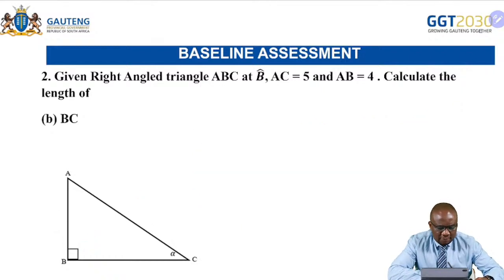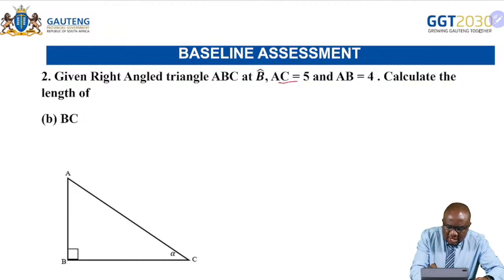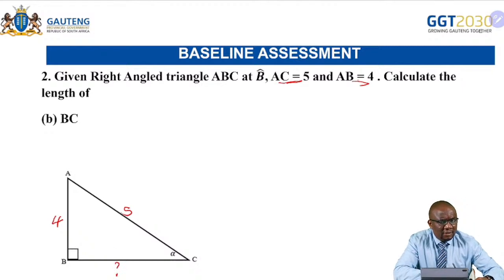Now, same thing, but take note, AC now is 5. AB now is 4. We are finding BC. Okay, can I give you a hint? The Pythagoras theorem does not change. Let's find BC. 2 minutes.